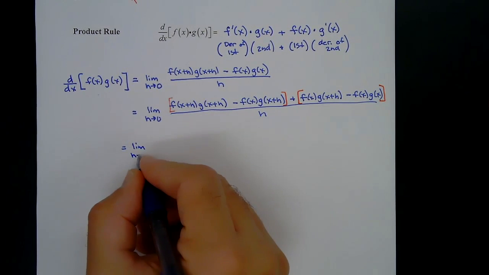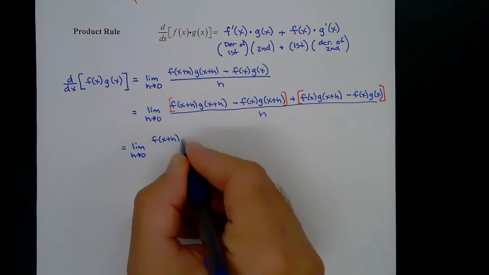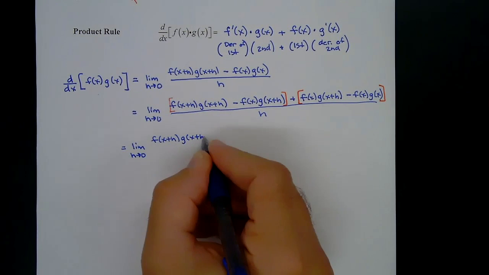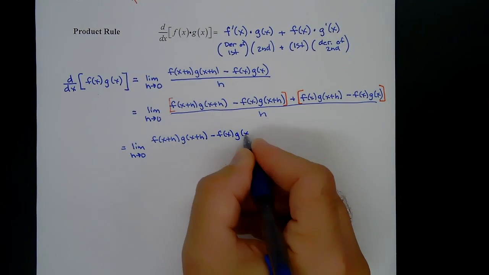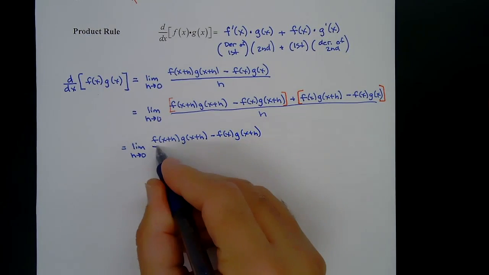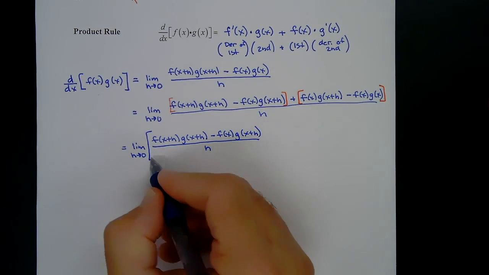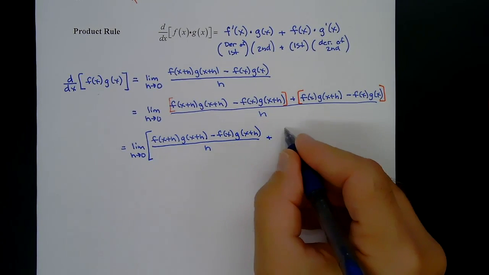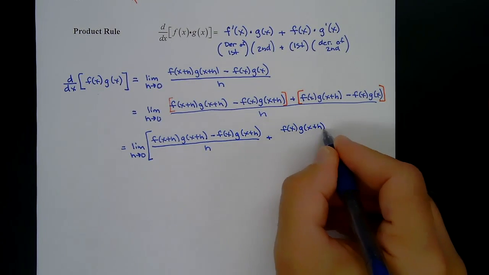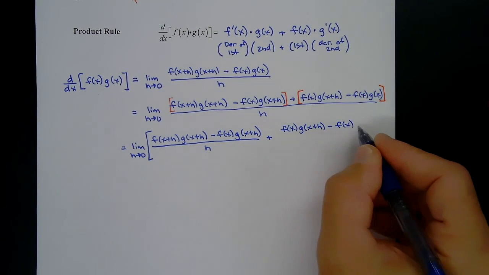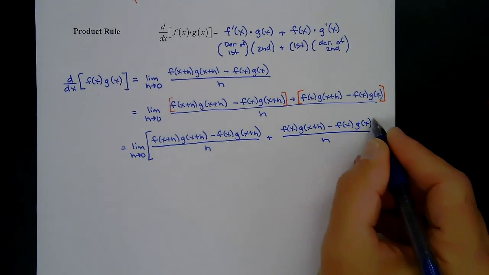So the limit as h approaches 0 of f of x plus h, g of x plus h, minus f of x, g of x plus h, over h. And really, we should have a big bracket because we're taking the limit of the whole thing here. And then plus f of x, g of x plus h, minus f of x, g of x, all over h.